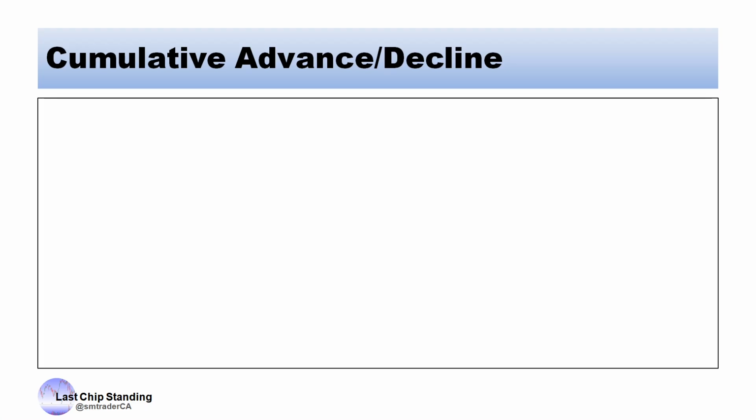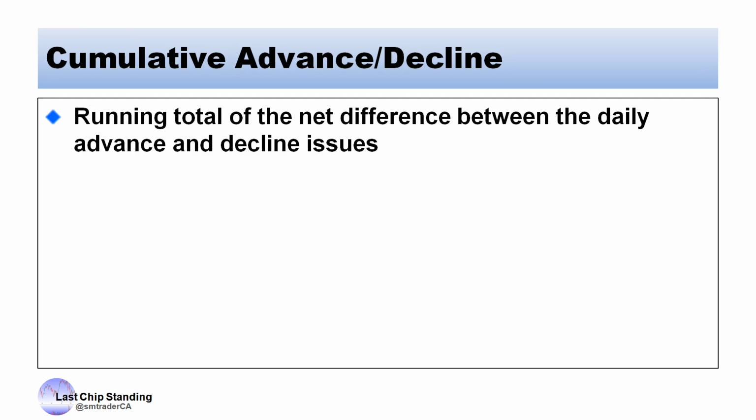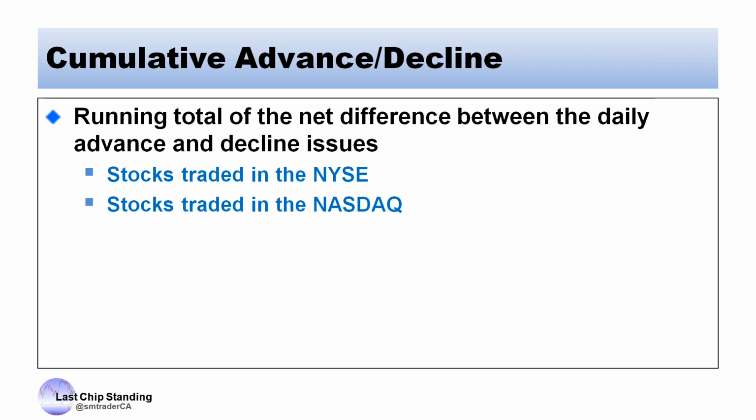Here's the most important market internal indicator, in my opinion, the cumulative advance decline. This indicator represents the running total of the net difference between the daily number of stock advance in price and the number of stock decline in price. The values are plotted as a line chart. That's why sometimes it is called the AD line or the cumulative AD line. There's one set of values for the stock traded in the New York Stock Exchange and another set of values for the stock traded in the NASDAQ.